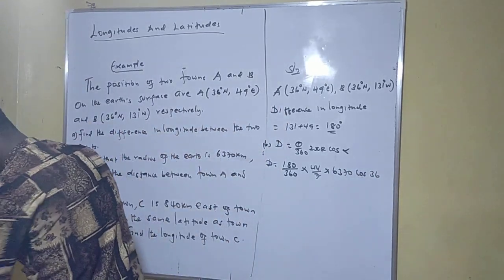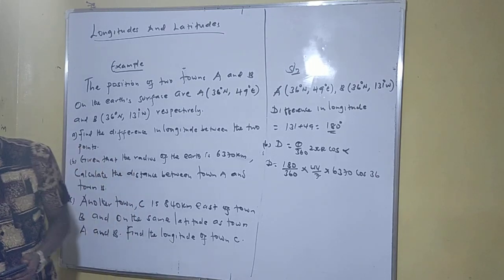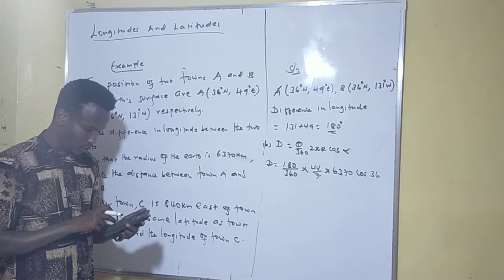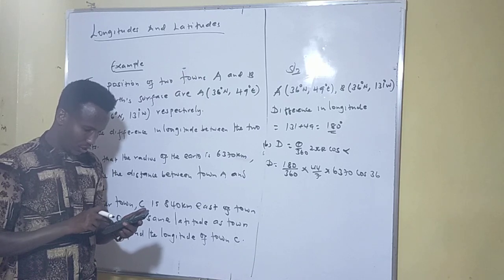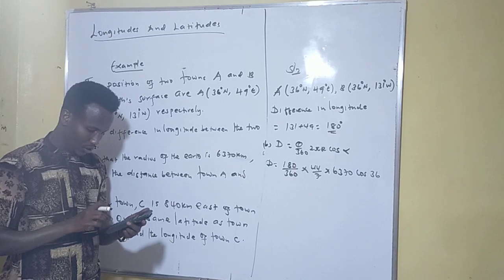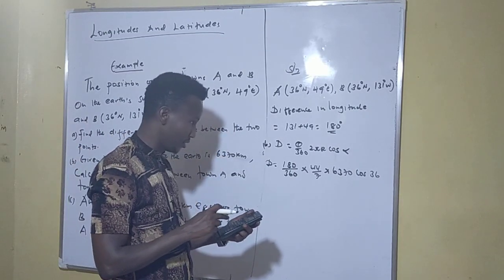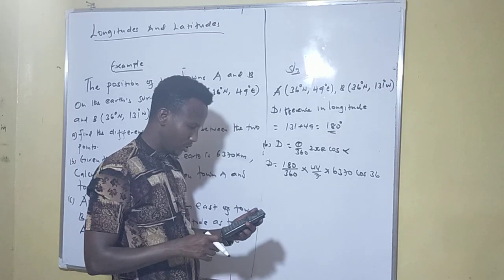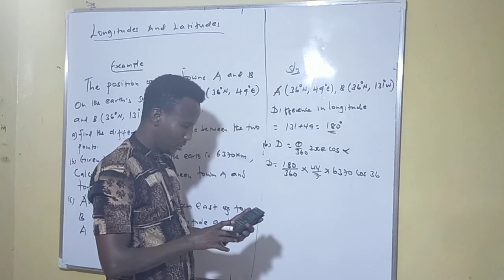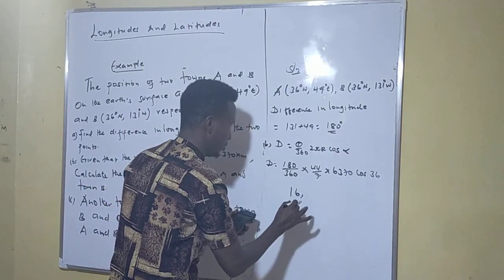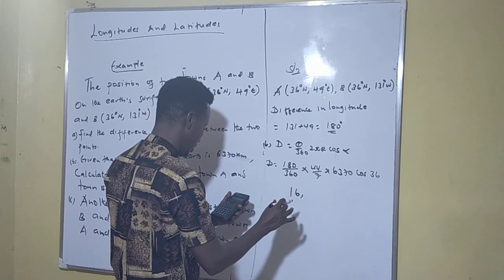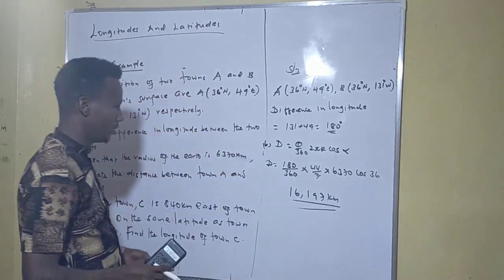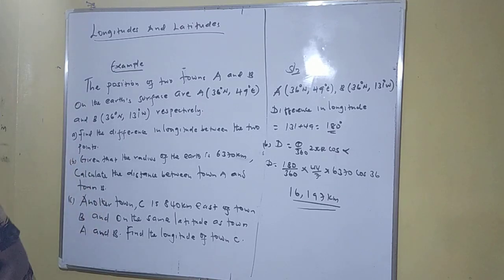Then let's get our calculator. So we're going to say 180 times 44 times 6370 times cos 6 divided by 2520, which is 360 times 7, remember it's 2520. It will give us 16,197 kilometer. That's how you're going to get your distance, guys.